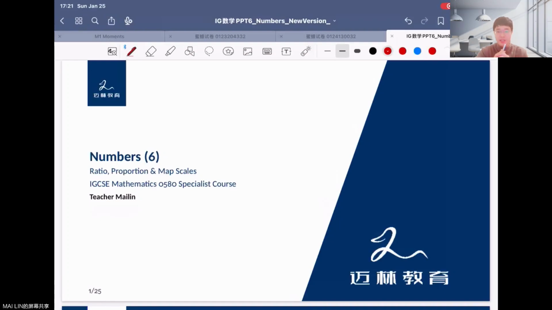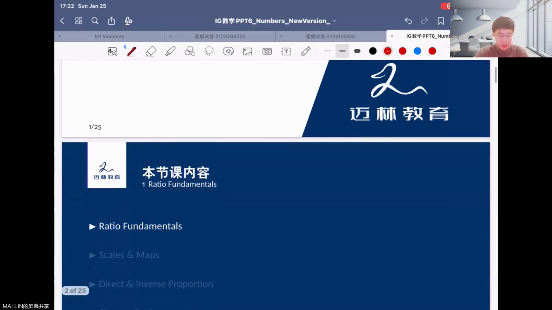Okay, hello guys. Today our topic is about the number six. We are just talking about ratio, proportion, and map scales. So let's move into the first part about ratio fundamentals.